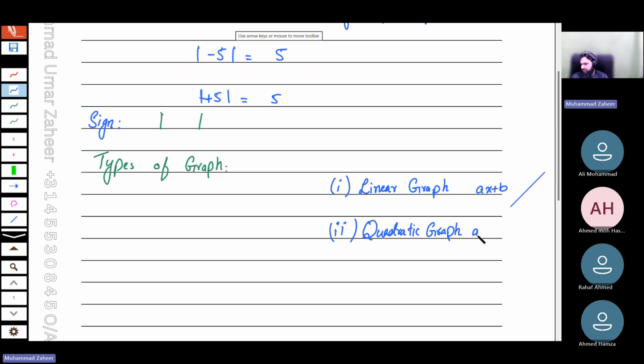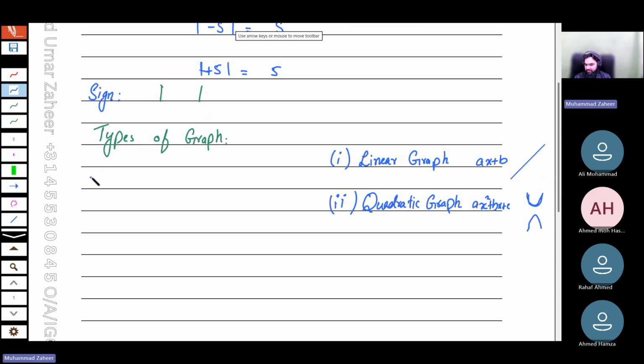The standard form of the quadratic is ax square plus bx plus c. The shape of the quadratic graph may be an upright parabola or it may be upside down. It depends upon the coefficient of x square. If the coefficient is positive, it will be upright, and if it is negative, it will be upside down. We have already done this, okay? But now we have to do the modulus form.